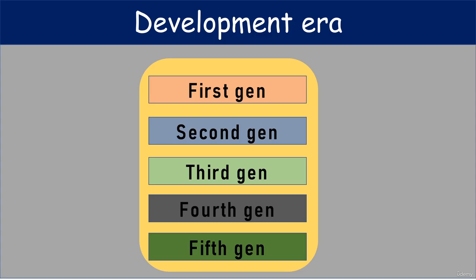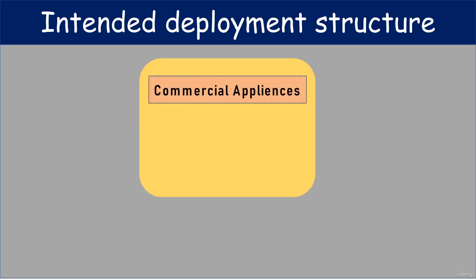So now we are done with the development era. Now it's time to see the intended deployment structure. So firewalls can also be categorized based on their structure. First we have commercial appliances. It runs on a custom operating system. This firewall system consists of firewall application software running on a general purpose computer. It is designed to provide protection for a medium to large business network. Most of our commercial firewalls are quite complex and often require specialized training and certification to take full advantage of their features.